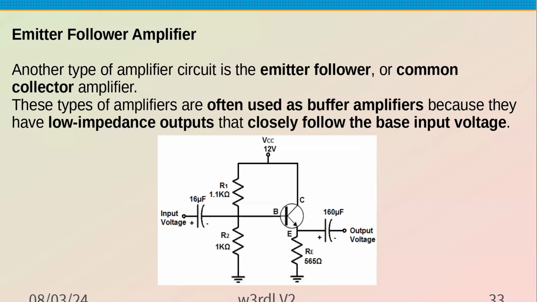It has a gain of 1. You can have a high current gain, so it will be a power amplifier, but no voltage amplifier. And it has a low output impedance, so it's used typically as a buffer.